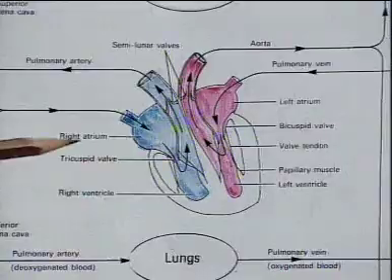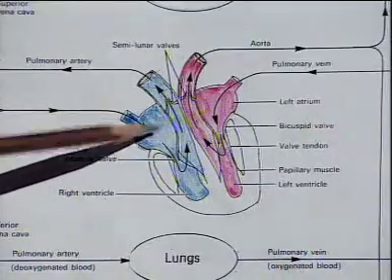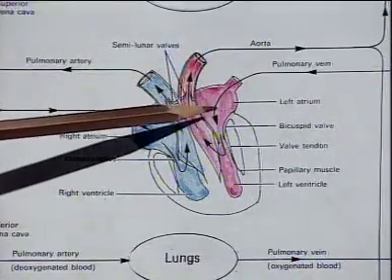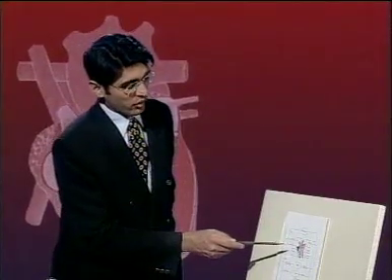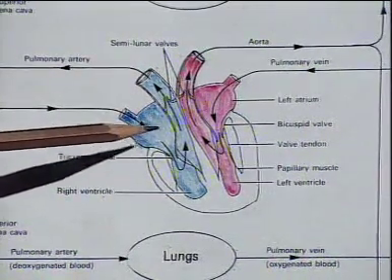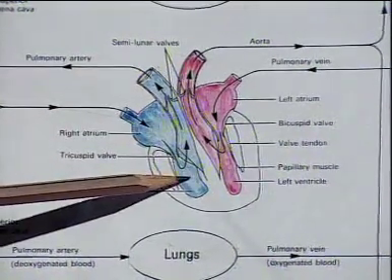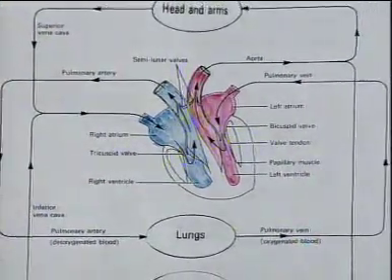Now, to understand the circulation of blood through the heart and the body, we have a simple diagram for you. In this diagram, the blue color shows the deoxygenated blood and the red color shows the oxygenated blood. From whole of the body, the deoxygenated blood comes into the right atrium. Through the right atrium, it goes to the right ventricle. And from the right ventricle, it goes to the lungs.